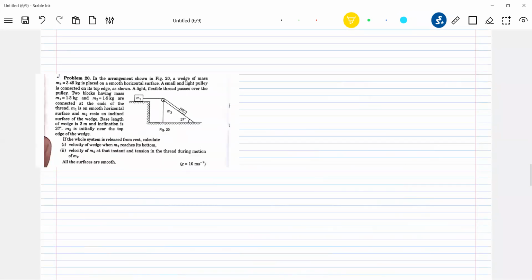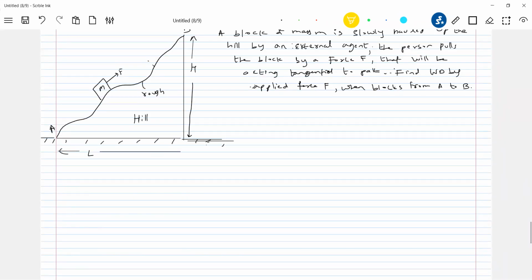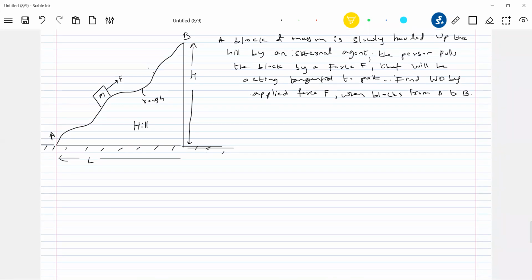I'll leave it to you. You try this one, the same concept. Can you try these things also? The same, similar. I'll supply the answers later on. I'll just leave it to you. Come to this one. Here not much mathematics. Read the question. A block of mass m is slowly hauled up hill by an external agent.